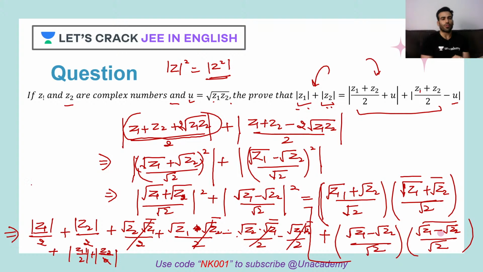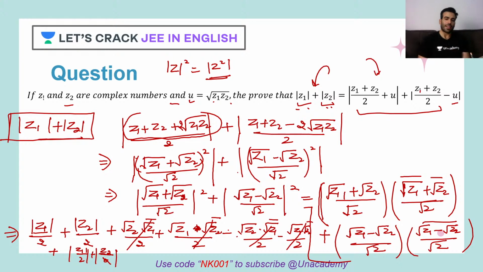Now you can add both of them. When you add both of them, what will you get? Mod of z1 plus mod of z2. So here is the proof. That's it. It's a very easy question where most of the properties of conjugate and mod are being used. So you can just solve this question. It's a very good question just to check your basics. Fine. So let's move ahead.